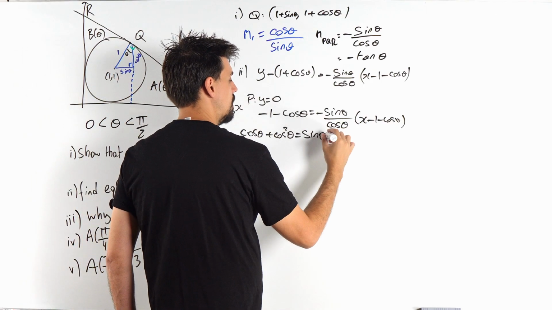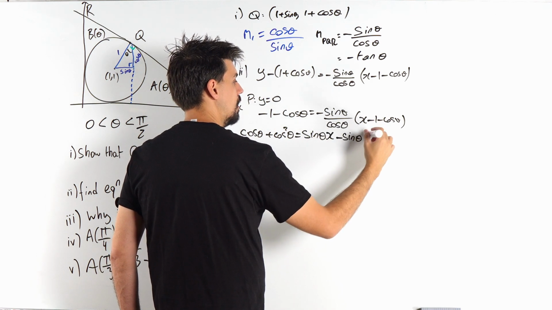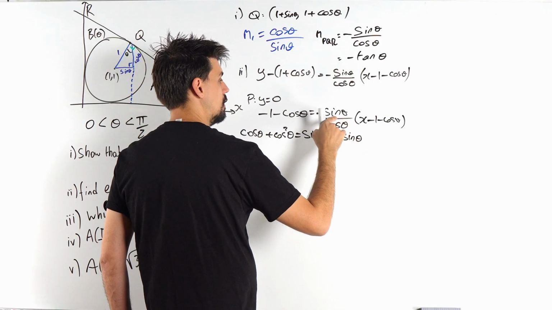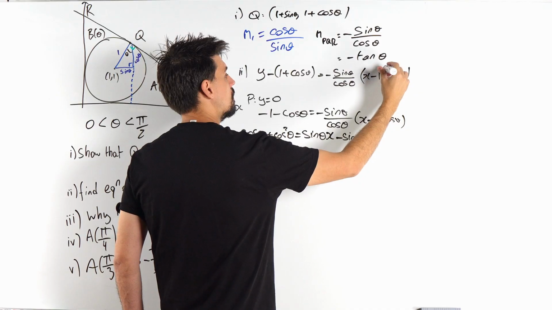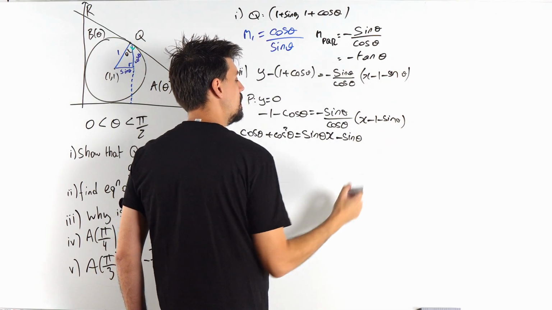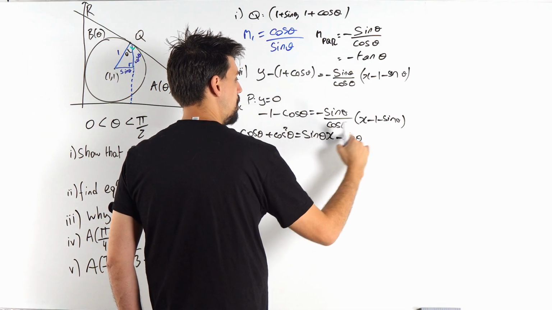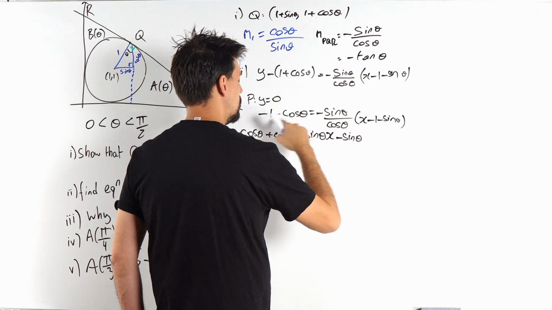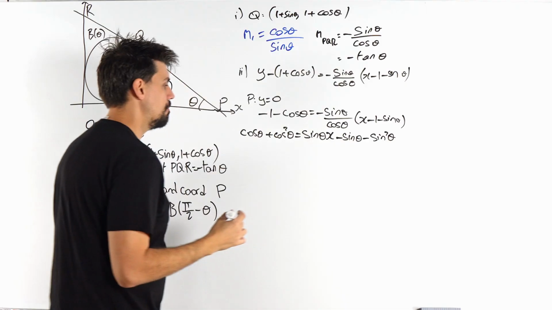Yep, that's fine. Sine theta x minus sine theta. That should be a sine theta here, of course. There we go. How many of you caught that before I did? That minus is gone. We've got rid of it. So that will be a minus sine squared theta.